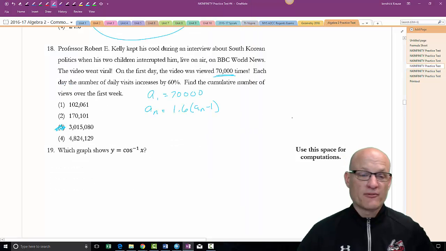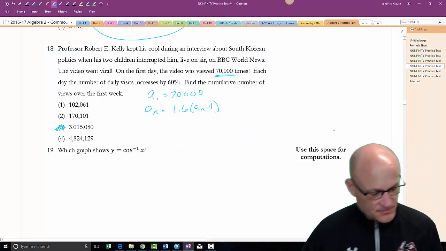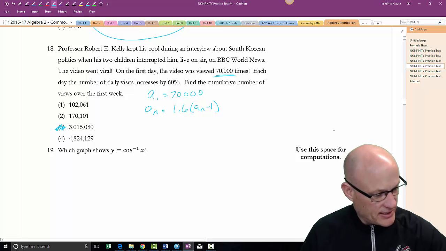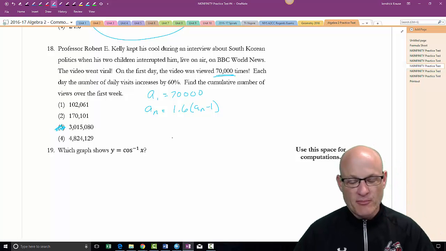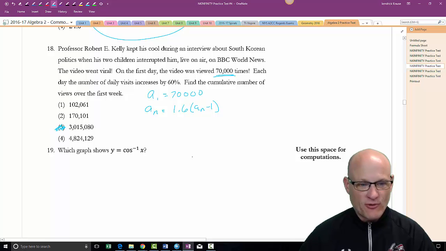Maybe that didn't work. All right, I'll have to figure it out. Anyway, there's the right answer. I'll have to figure out why that doesn't work, but not today. That was practice using that summation of geometric series formula.